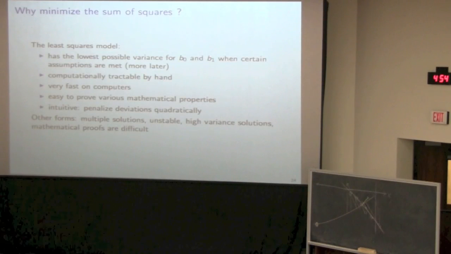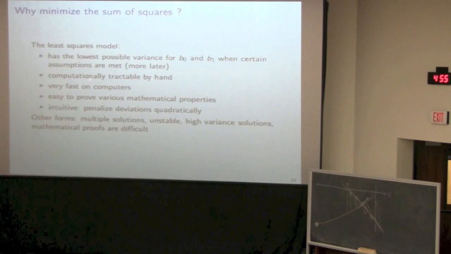So there is a reason why we use least squares. Given the right assumptions about the data, we can prove a whole lot of important statistical properties. One of them is that the least squares model gives us the lowest possible variance for B0 and B1. That's really important, because our whole confidence interval is proportional in size to the variance or the standard deviation. So if we get the lowest possible variance, we get the most tightly defined confidence interval. So that's desirable. The other one is computation.